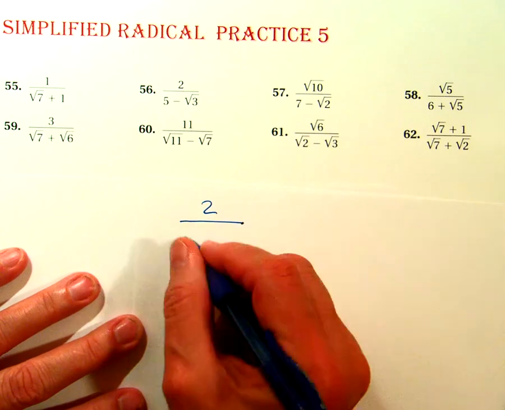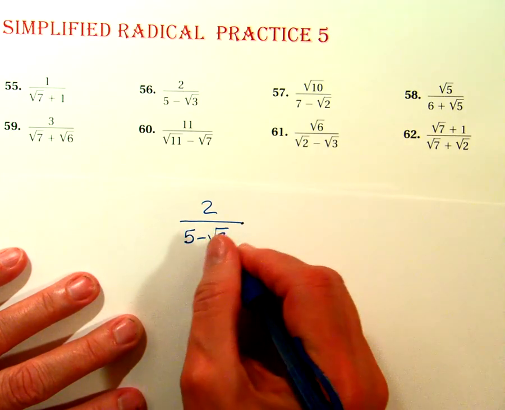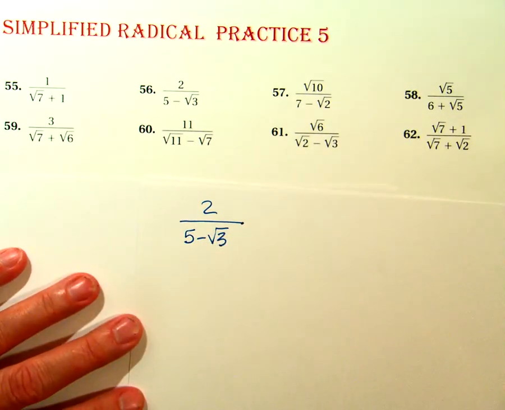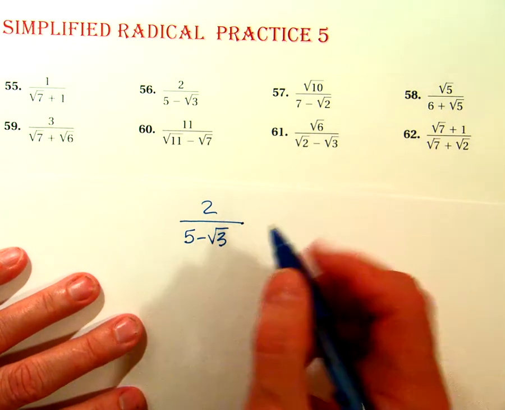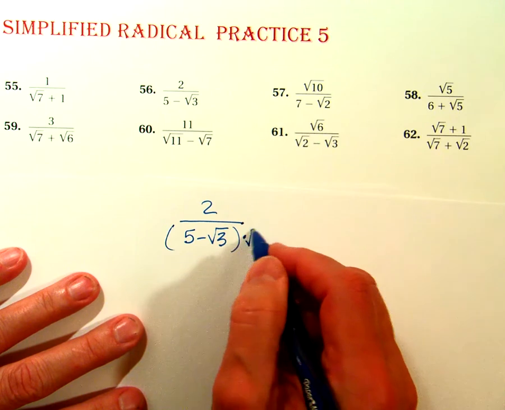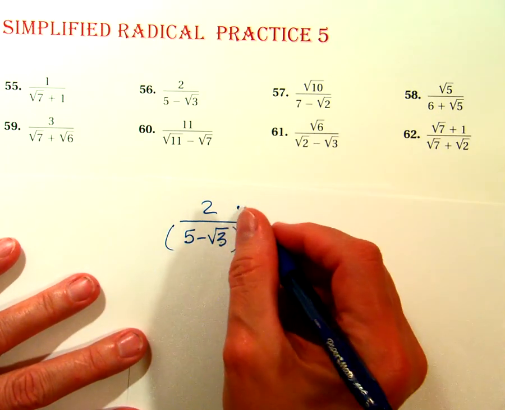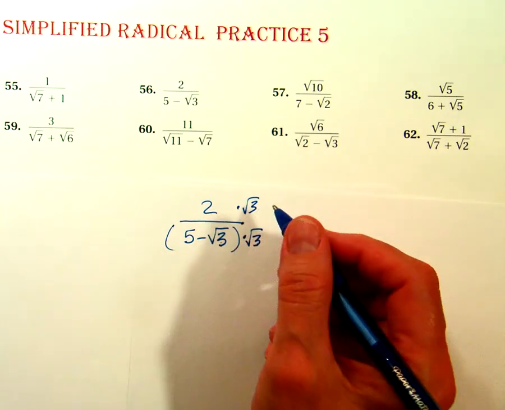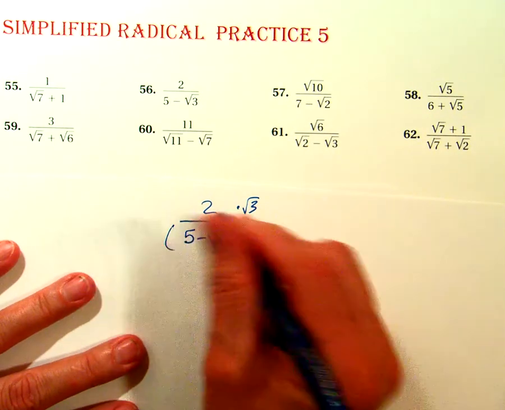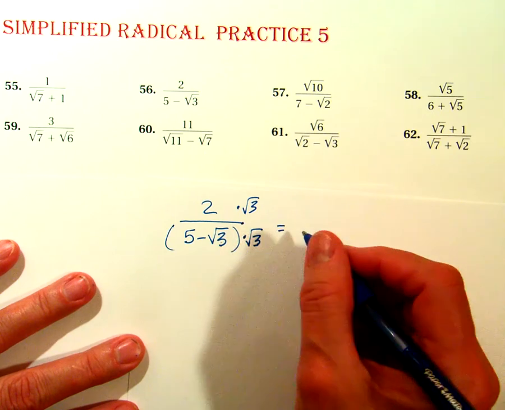2 over 5 minus the square root of 3. You say, well, I'll just multiply by the square root of 3. Okay, well, let's try that. Multiply by the square root of 3. Remember, it has to be the whole denominator, not just this portion. I'll multiply the whole numerator, which is just 2, by the square root of 3, and I have to multiply the whole denominator. Let's see if that took care of our problem.